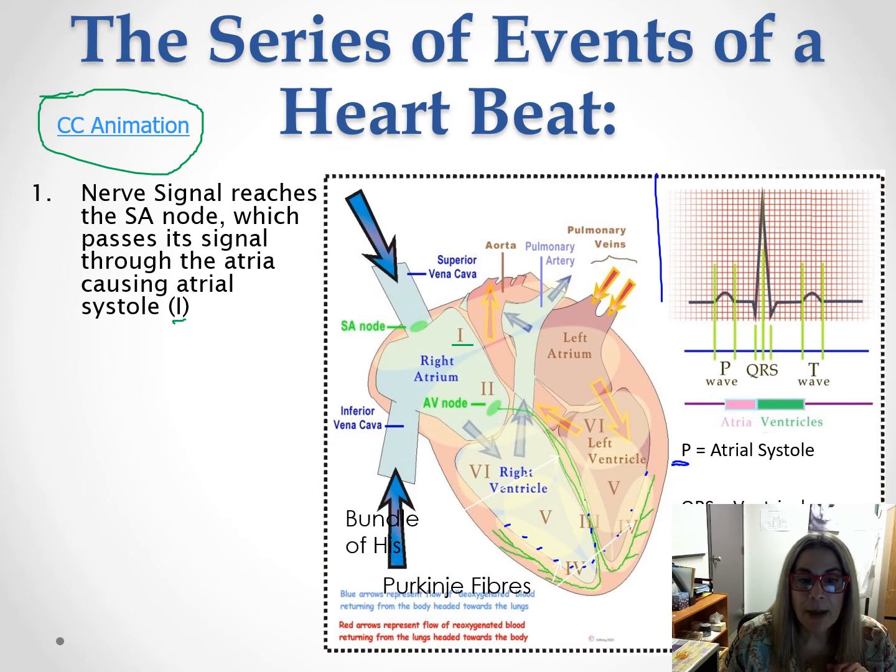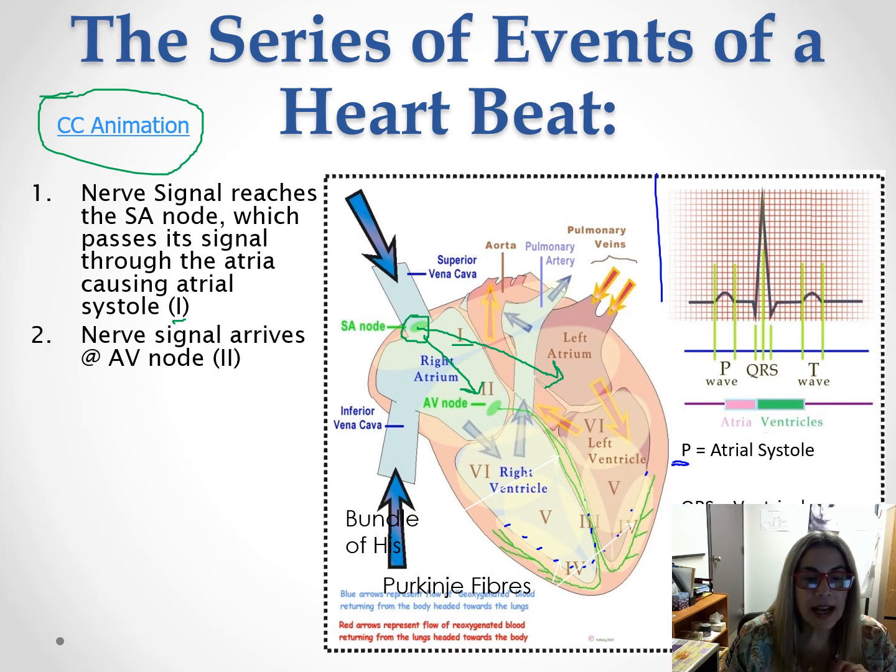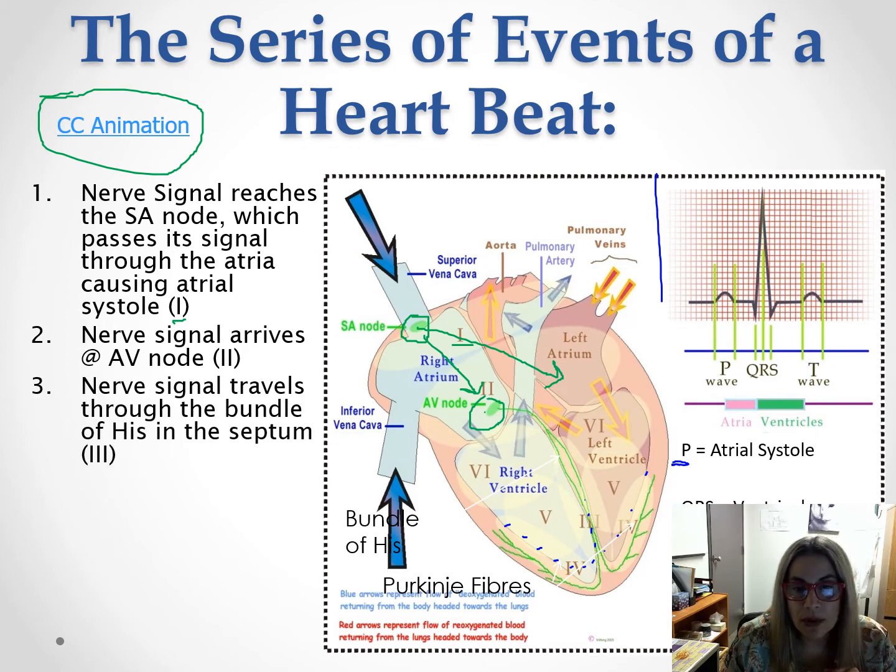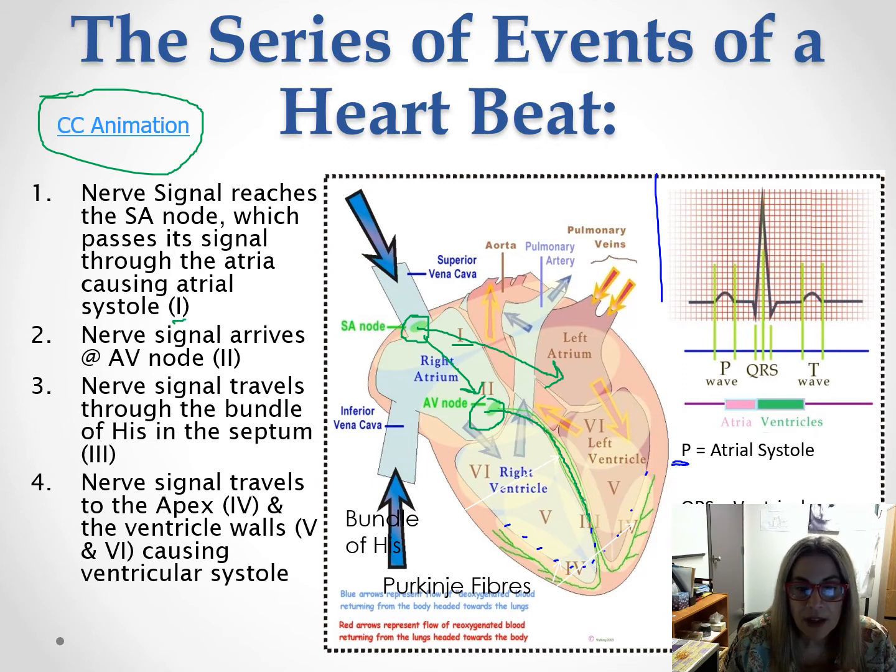Okay, so remember, the SA node, which is up here, will send its impulse to our AV node and to our left atrium as well, causing the atria to contract. The next thing that happens is the nerve signal, of course, arrives at that AV node, right? And then the AV node is going to transmit that nervous system impulse down that bundle of His, which is number 3 there. And then from the bundle of His, the nerve signal is going to continue up the Purkinje fibers, which of course line the wall of our ventricles, causing ventricular systole.